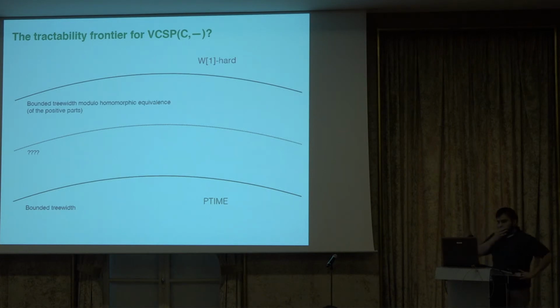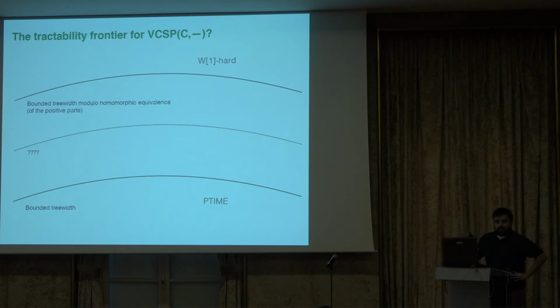So at this moment, the picture is something like this, right? We know that bounded tree width is in P time. We know that beyond bounded tree width modulo homomorphic equivalence it is hard, because in that case even CSP is hard, so PCSP is also hard there. And the frontier is somewhere in the middle, right? And clearly, it's going to be related to tree width. But the goal here is to try to find precisely what the limit is, okay?